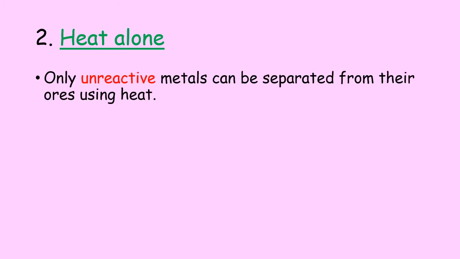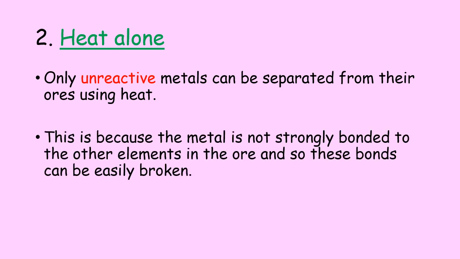Second method is by heating a metal ore on its own, so using heat. Now this works for unreactive metals. So by unreactive we mean metals that can only react with things like oxygen, so the ones down at the bottom of the reactivity series. Now this is because the metal is not strongly bonded to the other elements in the ore, mostly oxygen, and so those bonds can be easily broken. Examples of metals that can be extracted from their ore using heat alone are silver and mercury.